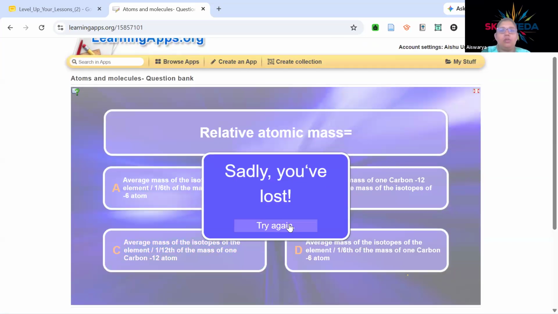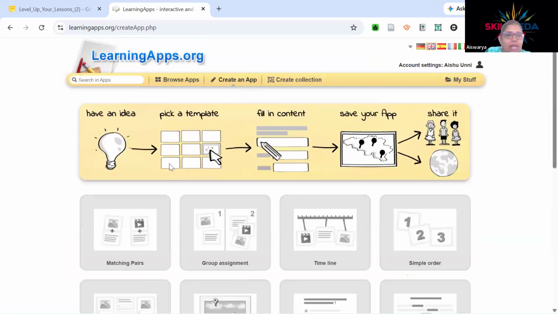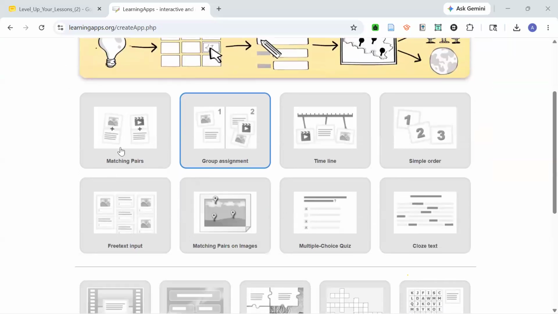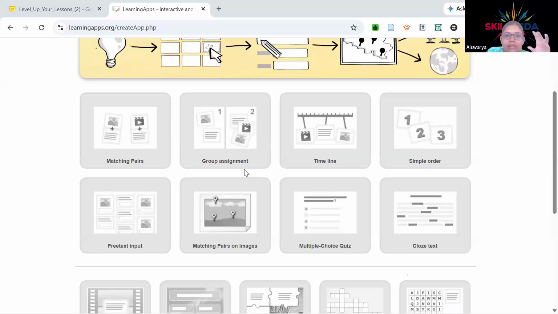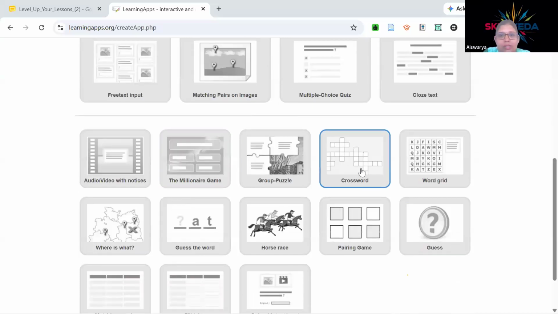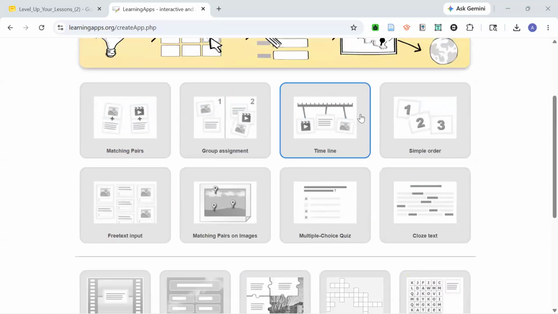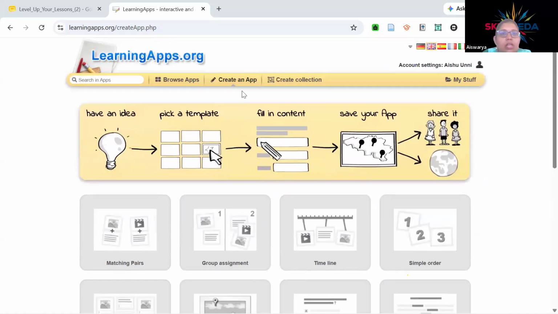Here also you can try like this. And if you want to create one, you will be able to create an app. You have an idea in your mind, you pick a template. You want to make it a matching pair, a timeline, or a millionaire game, you can do that. A crossword, a pairing game, guess the word, mapping, fill table, word grid, close text, all of that is free of cost. You just have to fill in your content.